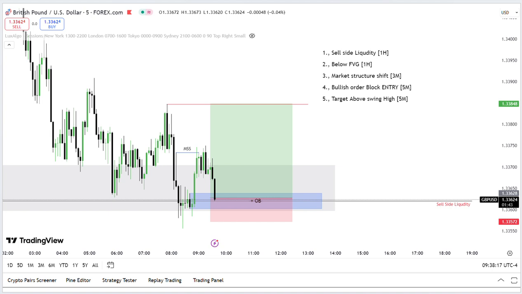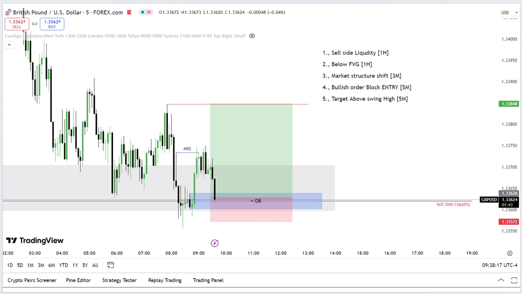I have placed a video on my YouTube channel about the A plus plus setup for the buy entry model. Using that entry model, I took my trade. The second step is known as market structure shift. In the second step, I placed my entry in the bullish order block in 5 minutes.